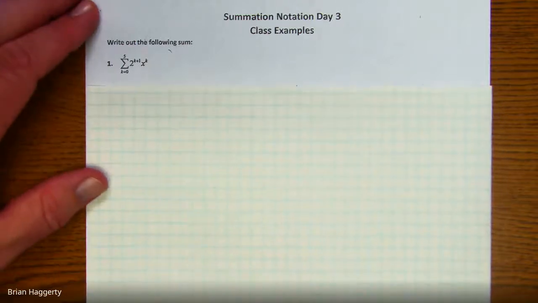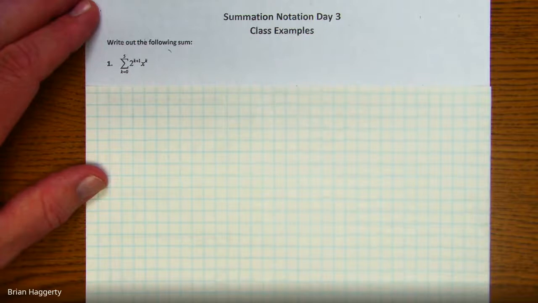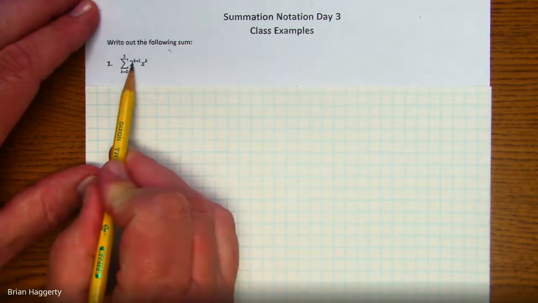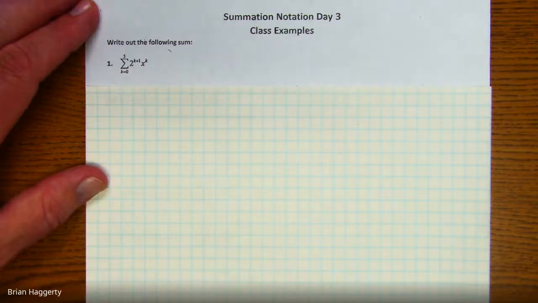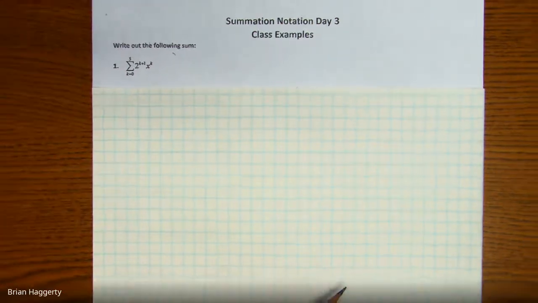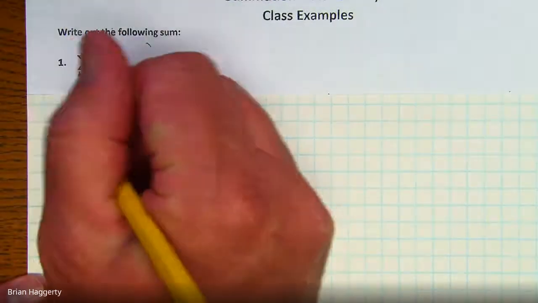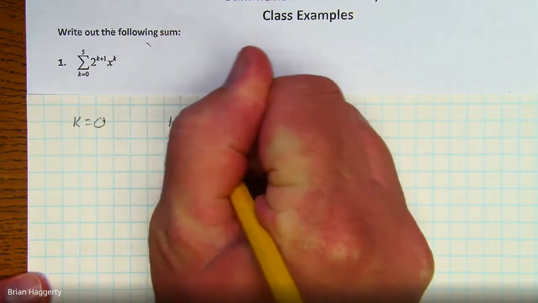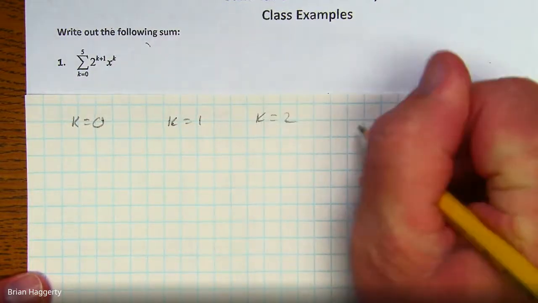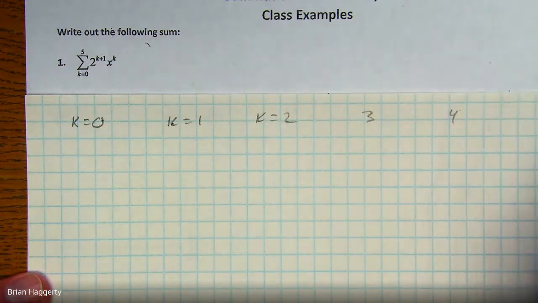All right, so starting with the first one here, instructions are to write out the following sum. And we have the expression 2 to the k plus 1 times x to the k. We want to sum from 0 to 5. So we know we're going to get a total of 6 terms here. So to help keep track of where we are, we have k is equal to 0, k is equal to 1, k is equal to 2, 3, 4, and 5.